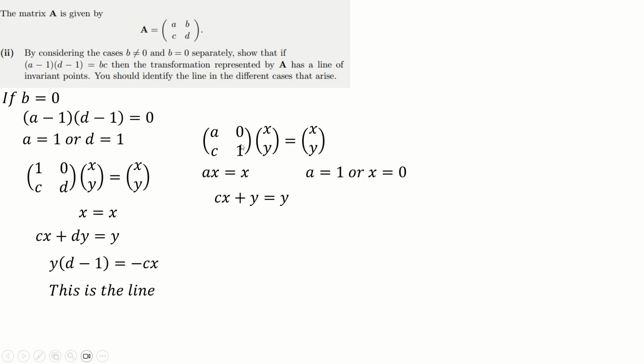If A equals 1, then I think we are just going to end up with 1, 0, and then C would have to be 0 to make the x's go away. So it would just be the identity matrix as we had in the first part. So the only interesting thing here is the line x equals 0, which arises from there.